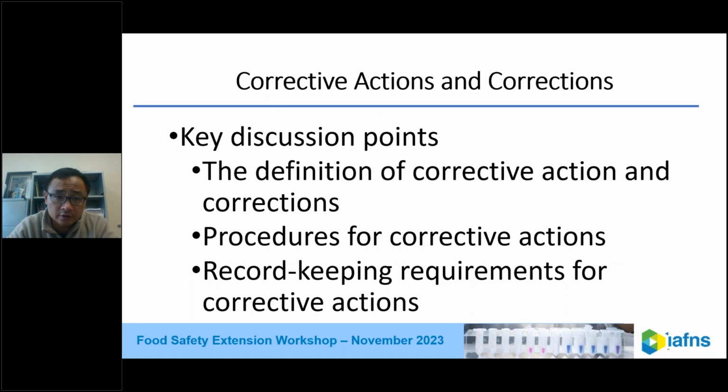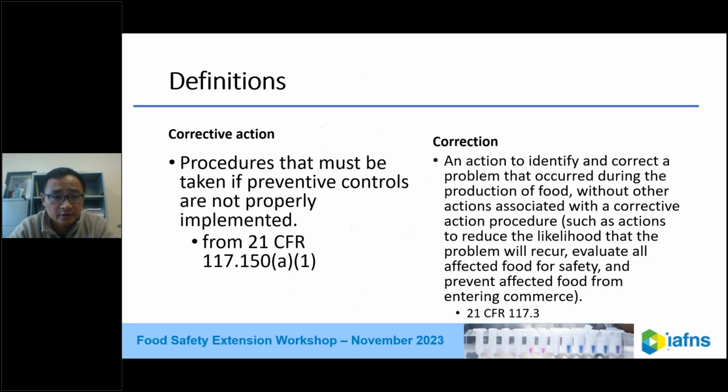Next one, corrective actions and corrections. So we want to talk about the corrective actions and the corrections. The procedures for corrective actions and the record keeping requirements for the corrective actions. So first of all, what are corrective actions? They are the procedures that must be taken if preventive controls are not properly implemented. Which means a failure has happened. Now, what is the definition of correction?